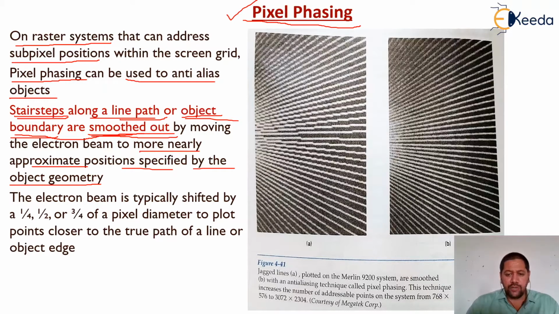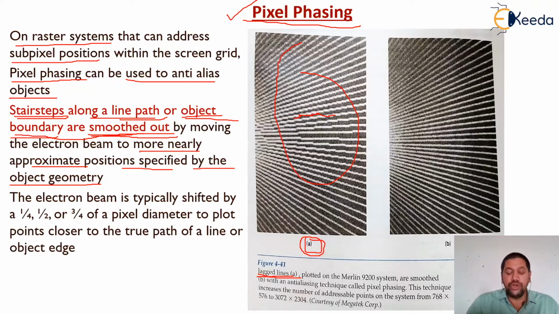Now if you look at this diagram, this is diagram A, shown as an example. In diagram A there are many jagged lines. You can find a staircase effect here; this line is not smoothened. So many problems are there. All the lines in this diagram are jagged lines, plotted on what we are considering as the Merlin 9200 system.